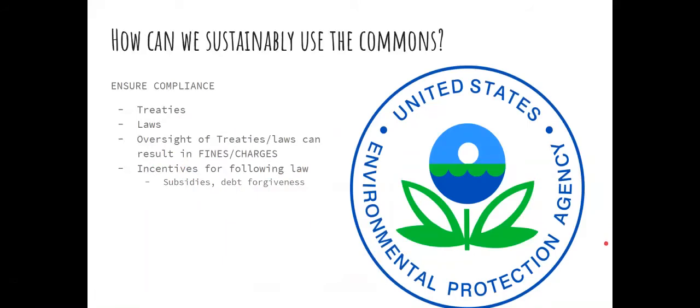Finally, you can also make sure that people comply with this. You can ensure that they comply through the use of treaties and laws, such as those made by the United States Environmental Protection Agency, the EPA. And when you have those things, you can charge people for oversight of these treaties, meaning that if they don't follow these rules, you can fine them, you can charge them with certain crimes, and they can lose a lot of money. You can also do the opposite and give people incentives for following the law, such as subsidies or even debt forgiveness, tax breaks, things like that. So you can either do positive or negative reinforcement when it comes to following these laws.